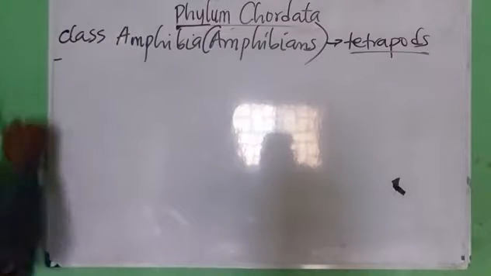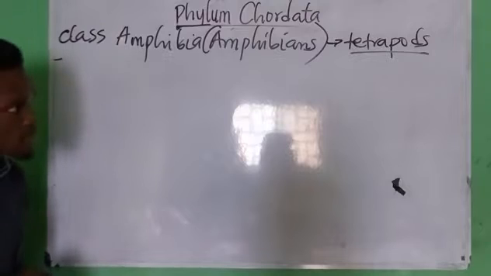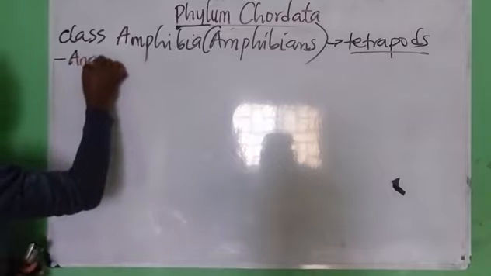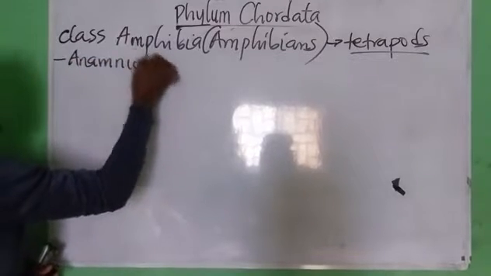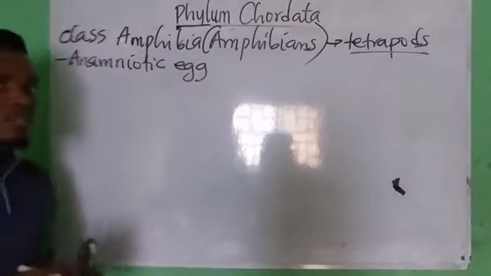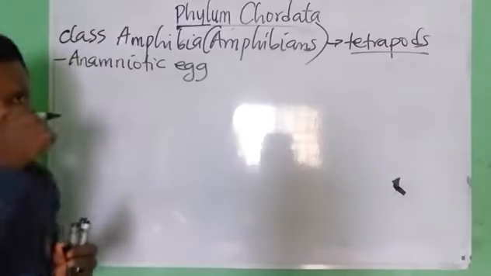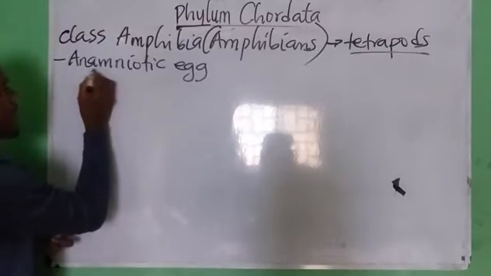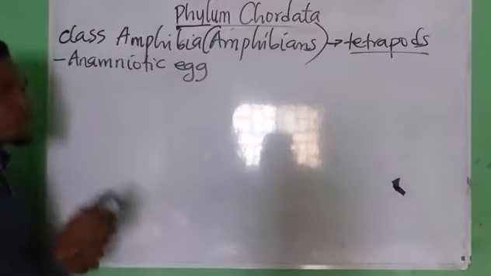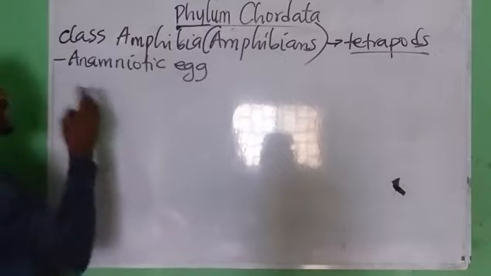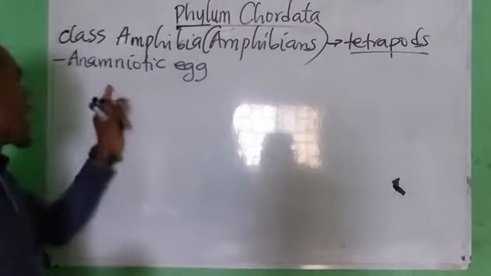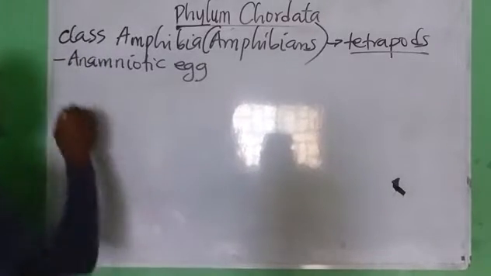Now, what are the features of amphibians? They have what is called an anamniotic egg. This word amniotic refers to eggs with amniotic fluid, called amniotic eggs, but the ones without it are called anamniotic eggs. Take note of that. So please, amphibians have anamniotic eggs.